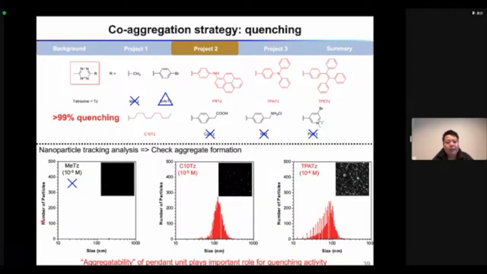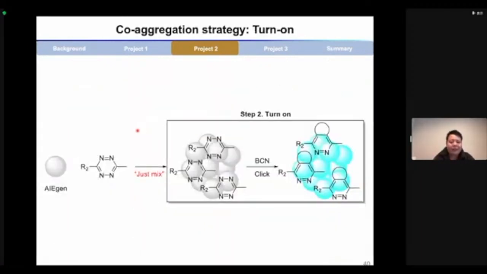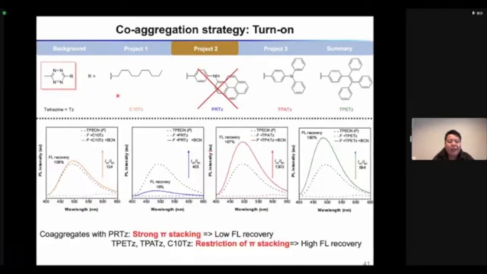We confirmed the co-aggregate formation by nanoparticle tracking analysis, and as a result, we could conclude that a long alkyl chain or a highly pi conjugated system is important to form the co-aggregate, and co-aggregate formation is essential for emission quenching upon mixing tetragen molecules and the AI agents. And the second step is checking the turn-on behavior of these quenched co-aggregates. So I checked their emission turn-on behavior.